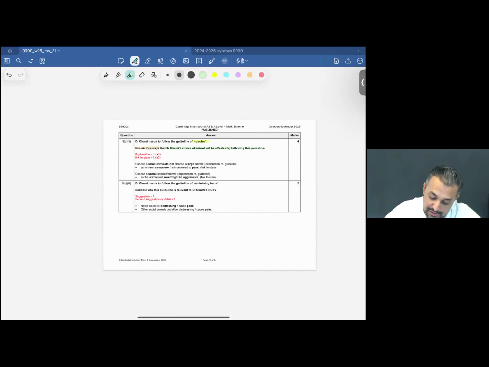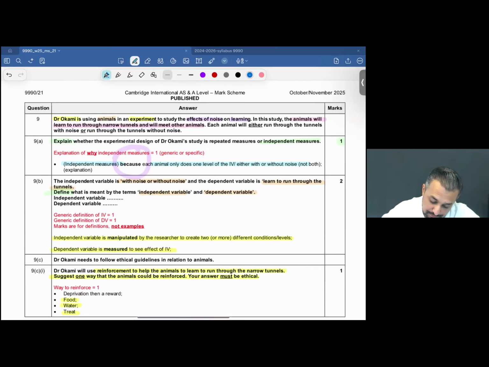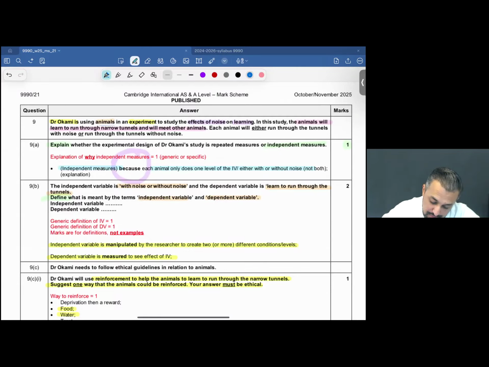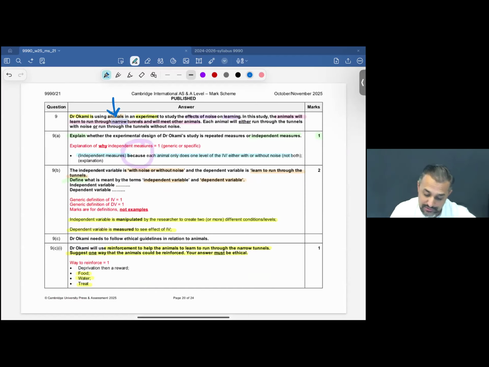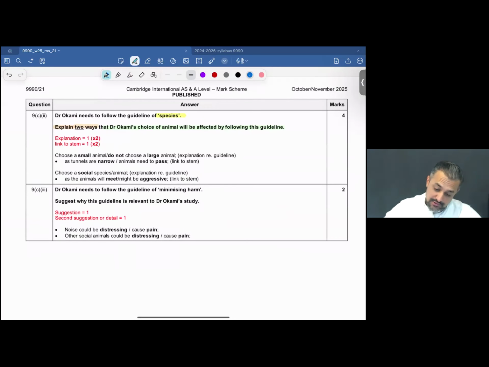Now see this tiny little word that most of you probably did not even take into account earlier. See this tiny word. It's a narrow tunnel. If it's a narrow tunnel, you need a smaller animal who would be able to run through it. You don't want to physically harm the animal. So explain two ways that Dr. Okami's choice of animal will be affected by following this guideline.